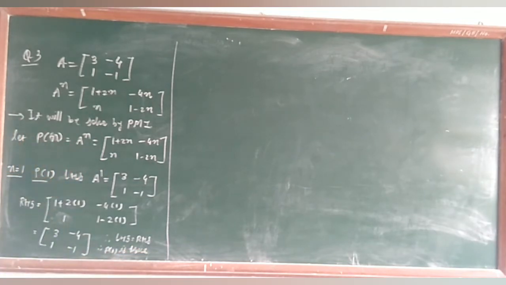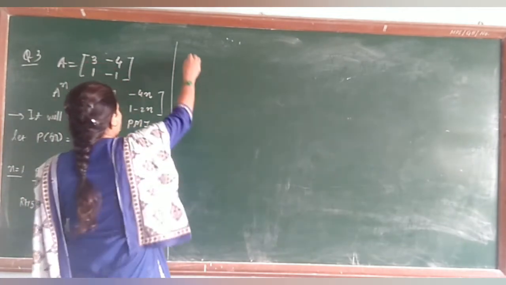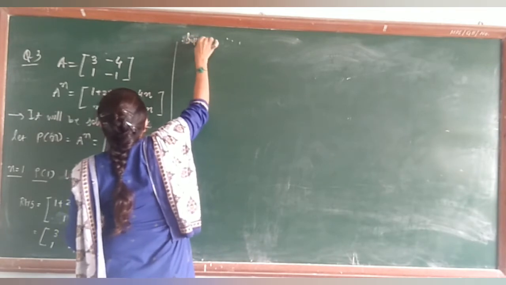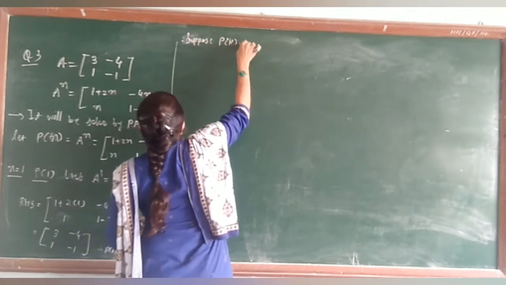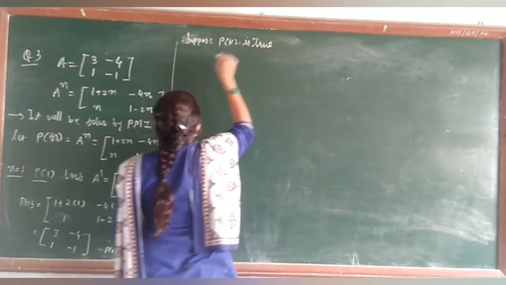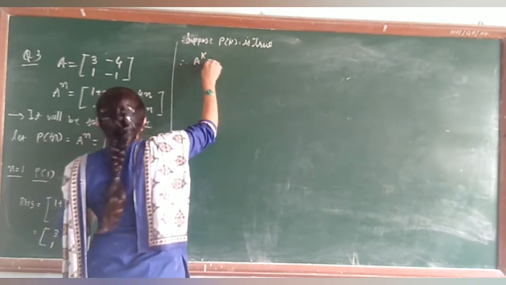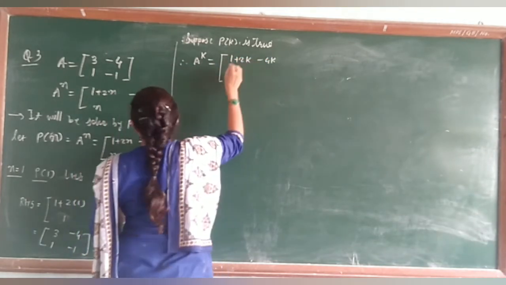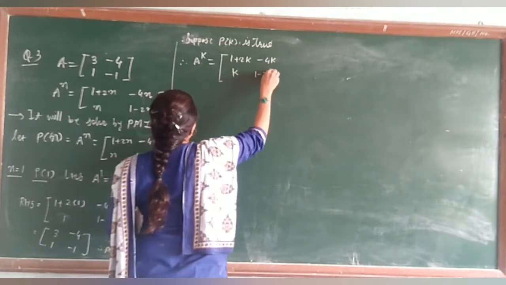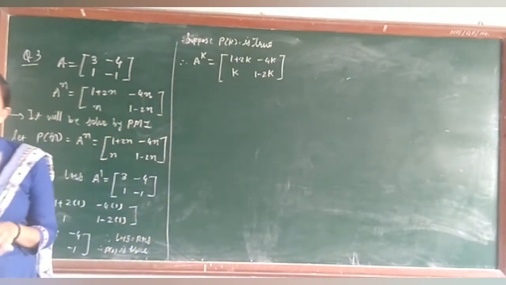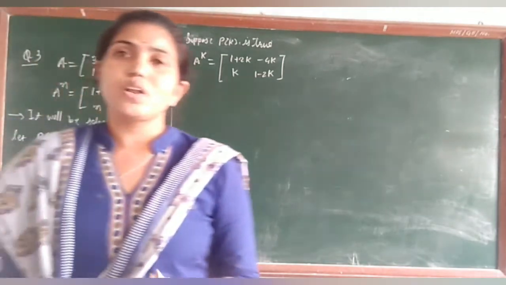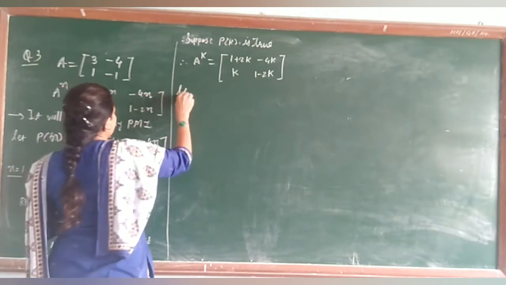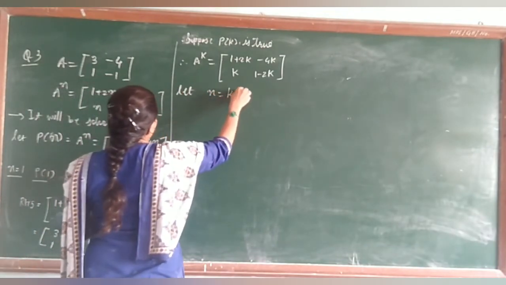So we are getting the first one, that P1 is true. Now for n equals k, suppose P(k) is true, that means A raised to k is equals to [1 + 2k, -4k; k, 1 - 2k]. This we do not have to prove, we have supposed it. So now we are going to prove for n equals k plus 1. So now let n equals k plus 1.